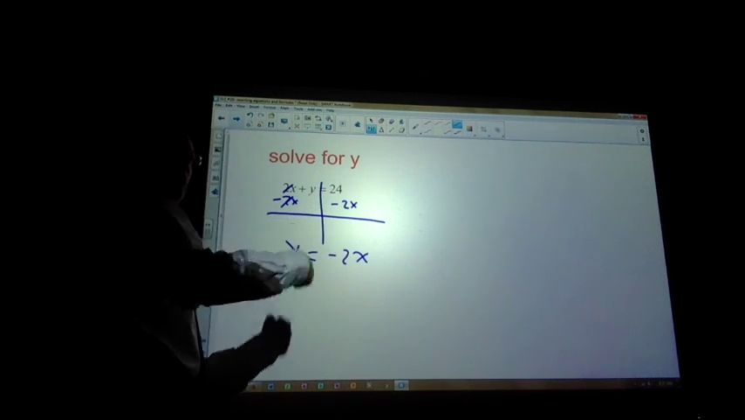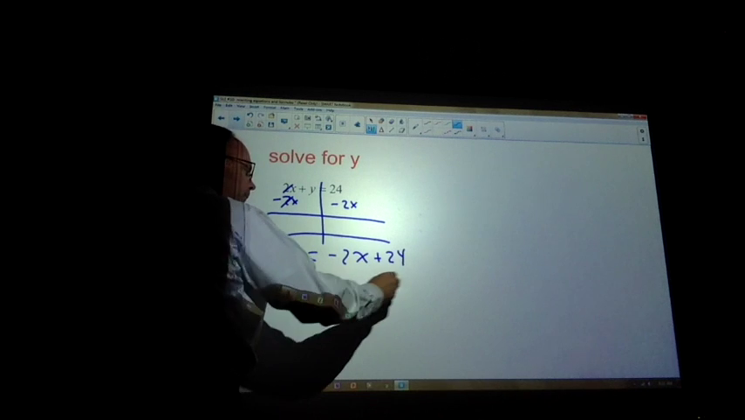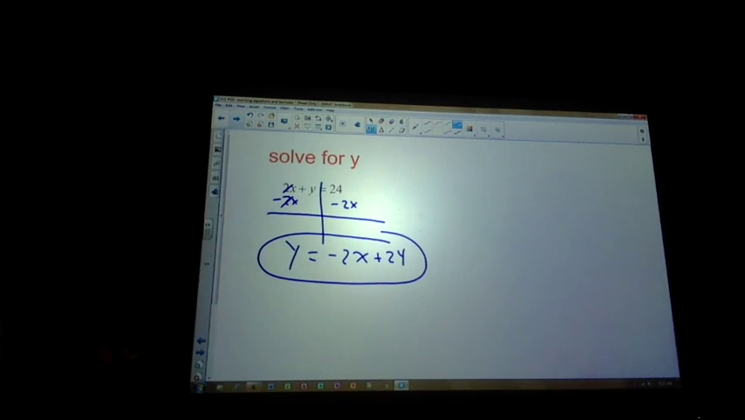And 24 is positive or negative? Positive, so we put a plus sign there. Someone might ask, could I have 24 minus 2x? Absolutely. So what's the difference? Nothing. It's just how you rearrange it. So that's pretty straightforward. There was only one little step you had to do on this because y didn't have anything attached to it.